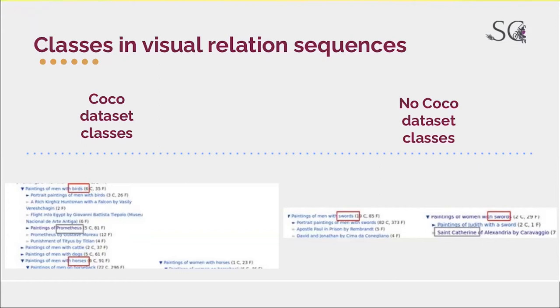But there are other visual relations between men or person and classes which are not in the list of COCO dataset classes, like a sword. And notice that a painting of Saint Catherine can be detected by using this visual relationship: a woman with a sword. And the case of Prometheus can be detected by this visual relation: a man with a bird, in that case.